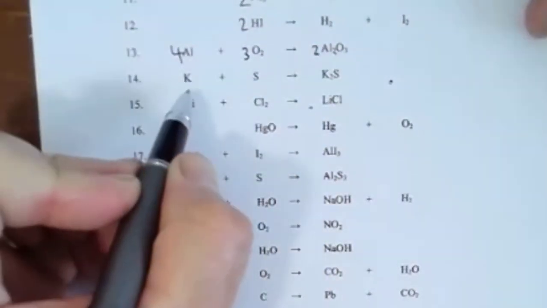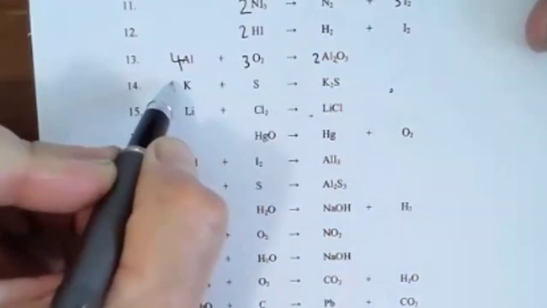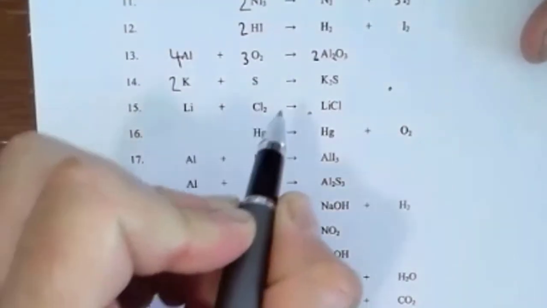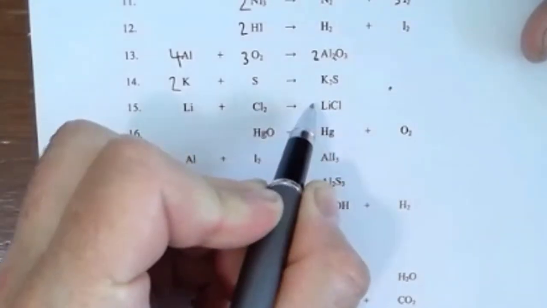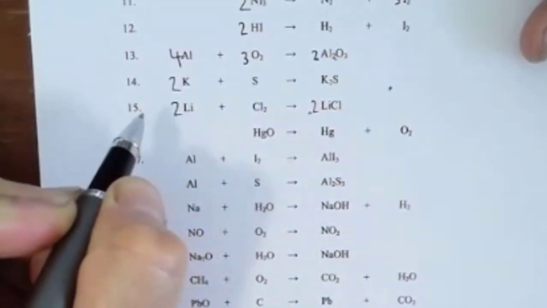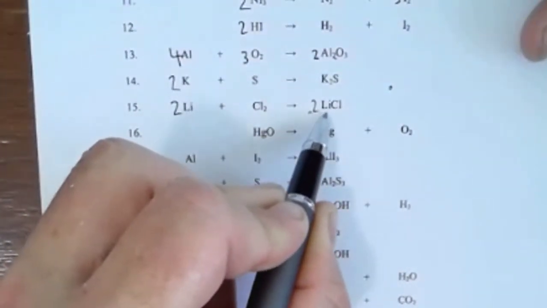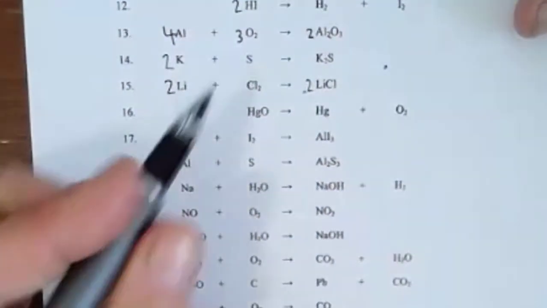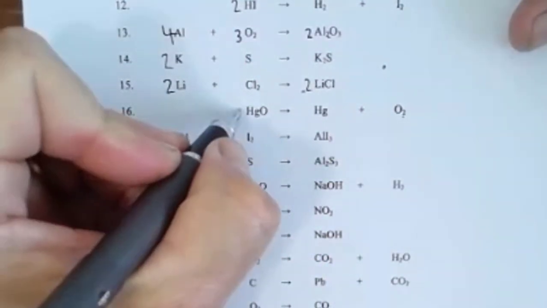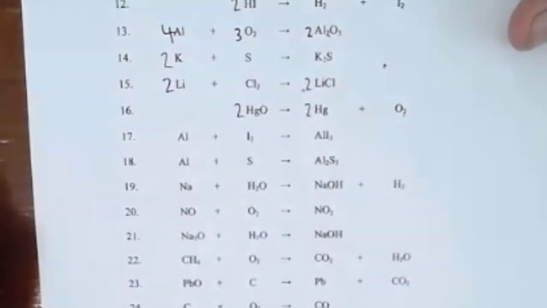Okay, next one here. This is an easy one, isn't it? So we've got potassium 1, potassium 2. How easy was that one? Alright, so we've got 1 lithium and 2 chlorines. So we're going to have to put a 2 here. And now we're going to have to go ahead and put a 2 here as well, because we've not only got 2 chlorines, we've also got 2 lithiums.